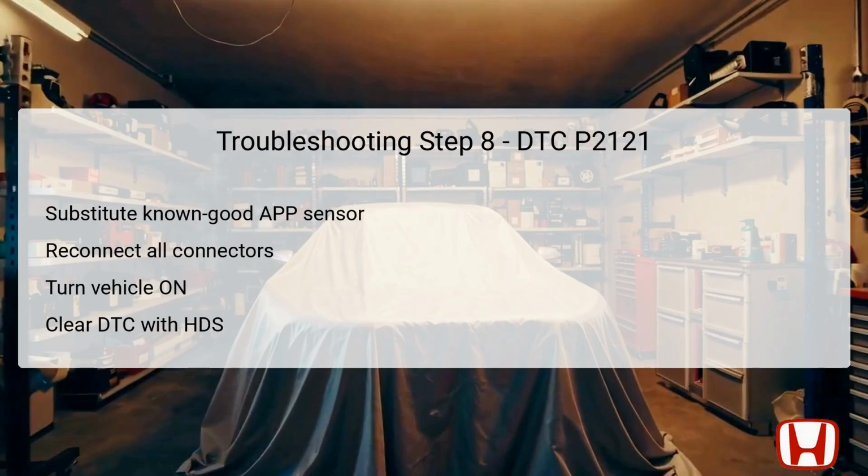Proceed by turning the vehicle to the on mode, and once again, utilize the HDS to clear the error code. It's essential to wait approximately 10 seconds after clearing before checking for pending or confirmed DTCs. If DTC P2121 reappears, the original APP sensor may need to be replaced. However, if the code does not return, it indicates that the APP sensor was the root cause of the initial issue, confirming that the recently substituted sensor is functioning properly.